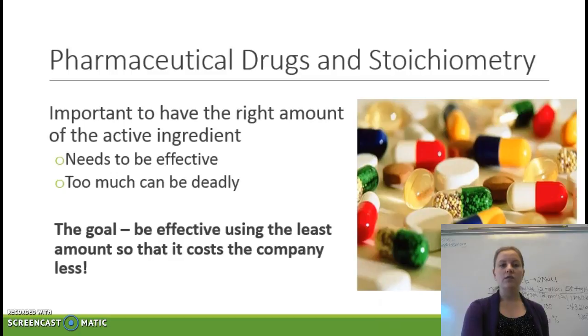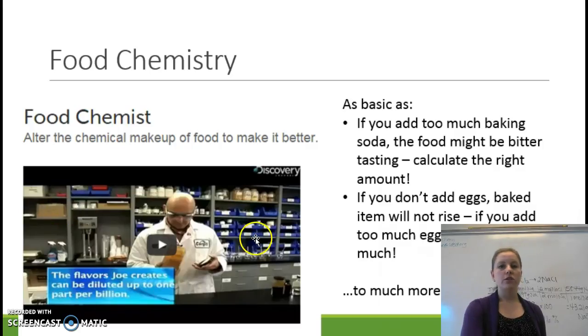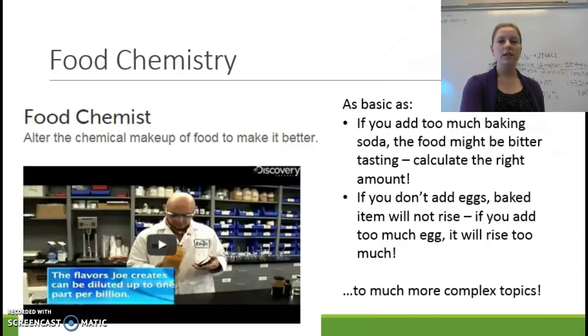In the pharmaceutical drug industry, essentially you want to make sure you have the right amount of the active ingredient. It needs to be effective. Too much can be deadly, and if you have too much of it, it also is going to cost the company more. So you want to work on the right amount. And in food chemistry, this can be as simple as if you add too much baking soda, the food's going to be bitter tasting. You want to calculate the right amount. Or if you don't add eggs, baked items will not rise. Those kinds of things too. And it can get much more complex. This is the job of food chemists. They do some sort of quality control calculations.